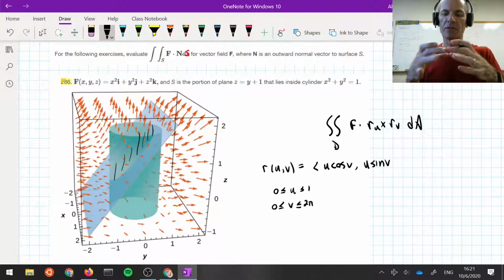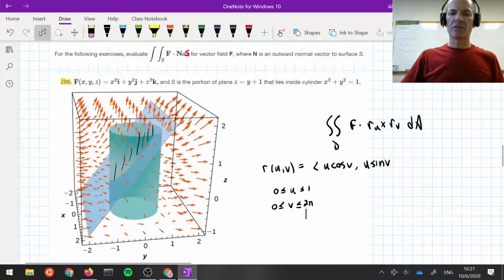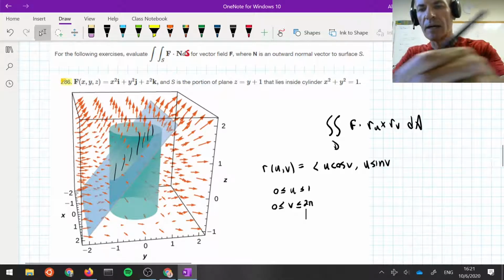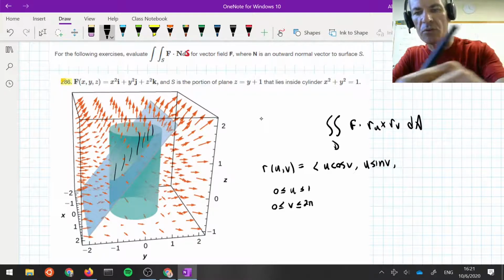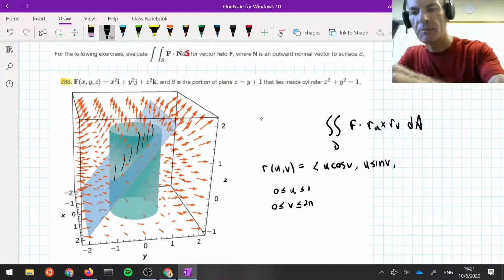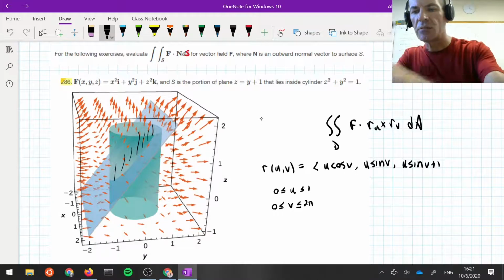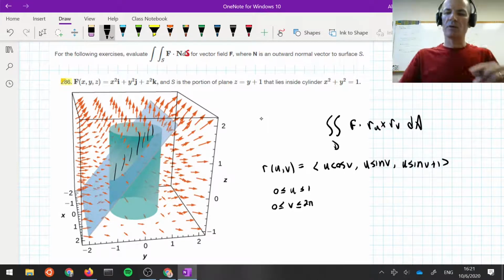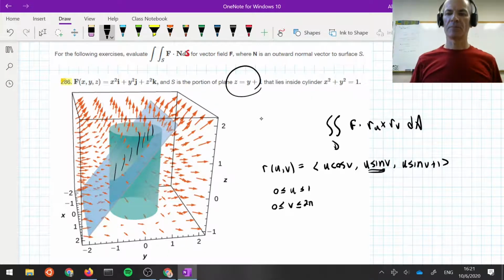What I really want to do is get it up onto the surface. The way to do that is to plug it into the equation for the plane, z equals y plus 1. What's y in this situation? Y is u sine v. So that's what I get for z when I plug y into this equation: u sine v plus 1.